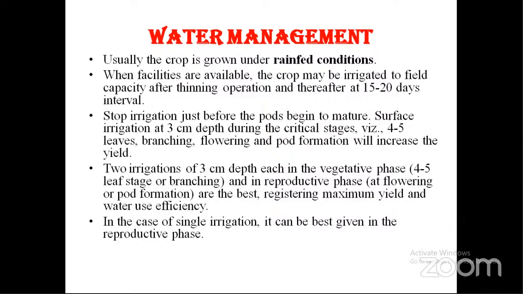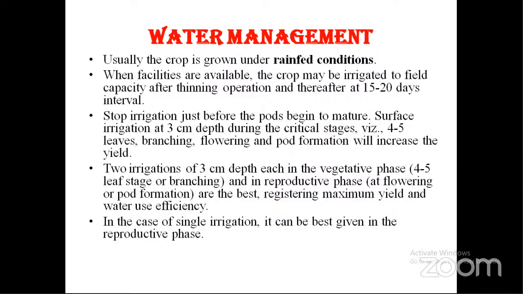It is generally done after 10 days after the sowing, after a whole crop is established, and at maturity stage, before pods begin to mature, stop the irrigation. Irrigation at stages like branching stage, flowering stage, pod formation stage, all these stages will improve the productivity of sesame. If only two irrigations are present, it is better to irrigate at vegetative phase and reproductive phase. In case of single irrigation, it is best to give at reproductive phase.